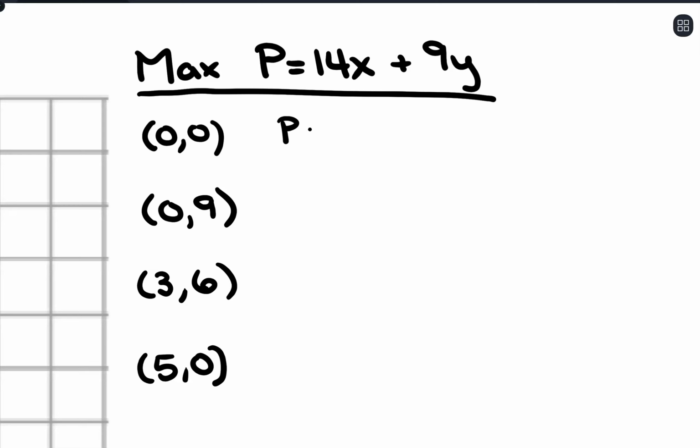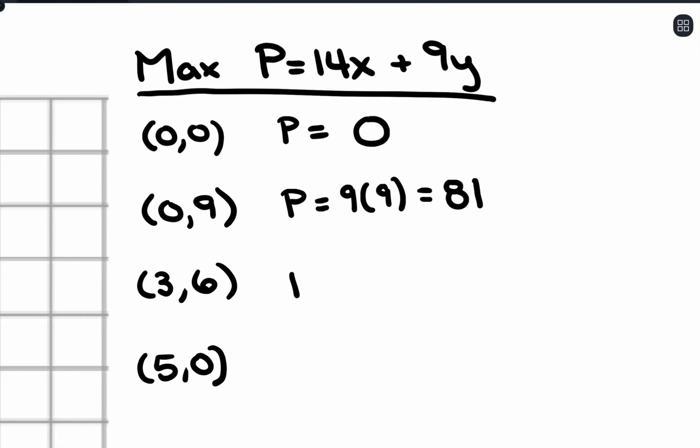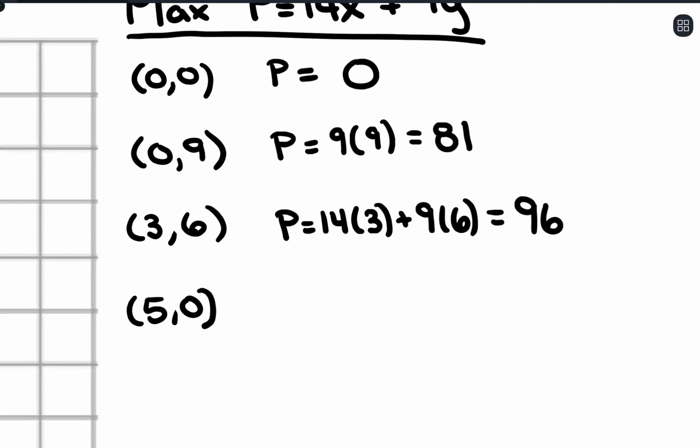At 0, 0, p would equal, well, now it's just all going to turn into 0, plugging that in. If I plug in 0, 9, let's see, we'd have 9 times 9, which is 81. At 3, 6, let's see, 14 times 3 plus 9 times 6, and that's going to be 96. And at 5, 0, p equals 14 times 5, which is 70.